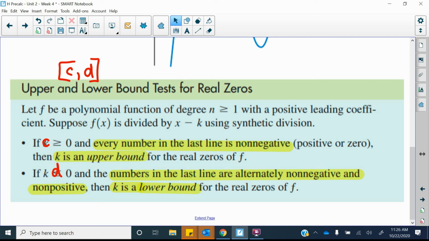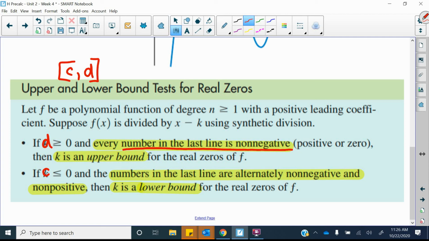I have these two flip-flopped. Sorry. This is a lower bound. This is the upper bound. So the last line in your synthetic division, if every number in the last line is non-negative, so it's only positive or zero, then we know that that particular value for D is in fact an upper bound. It means we won't have any values greater than it as rational zeros.